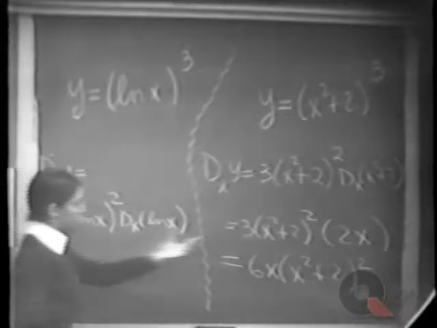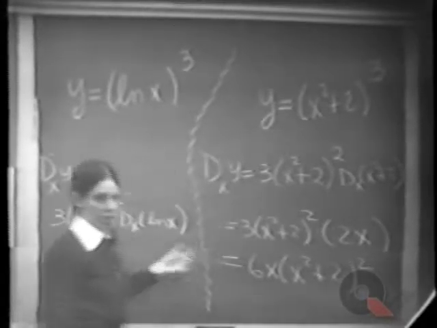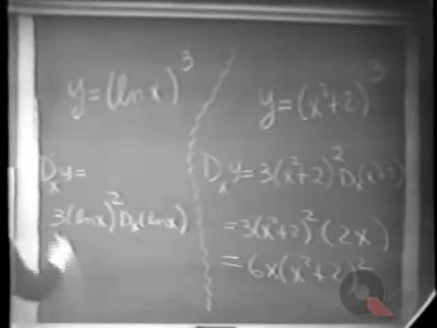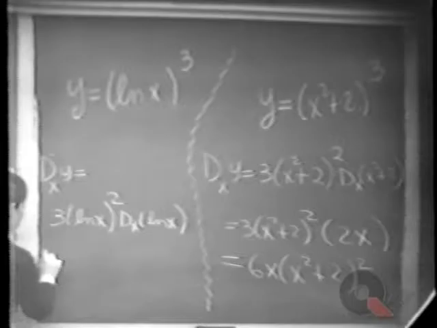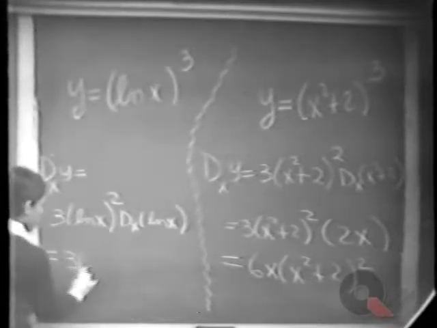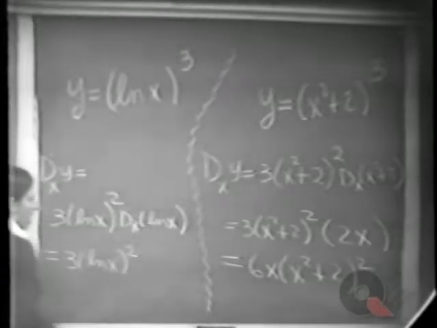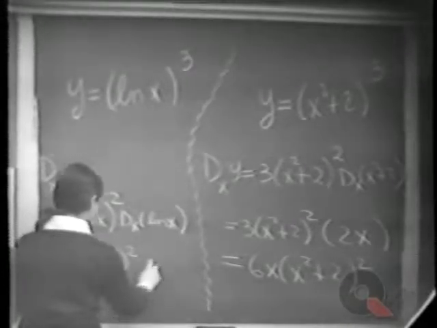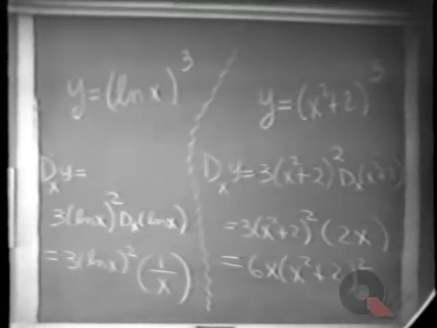Exactly matches what we did over here. We did power, function, 1 less power, derivative of the function. The same thing over here. Power, function, 1 less power, derivative of the function. And we finish this up by saying we have 3 times the natural log of x to the second power. The derivative of the natural log of x is simply 1 over x. And that is our answer.